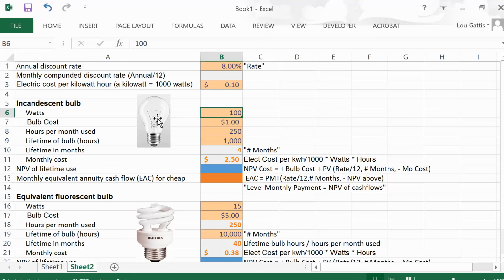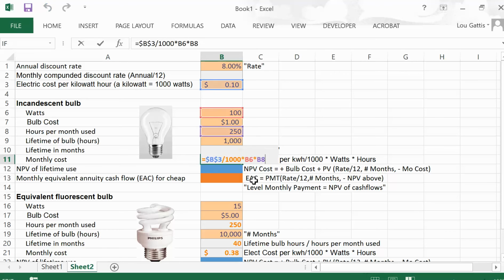Let's say this normal light bulb here is 100 watt. And we're going to compare it to one that has about the same amount of brightness, number of lumens, which is this 15 watt fluorescent bulb. Now this bulb is really cheap. It costs $1. And if you use it about 250 hours per month, the bulb has about 1,000 hours of life. It'll work for about 4 months if you leave it on for about 250 hours per month.